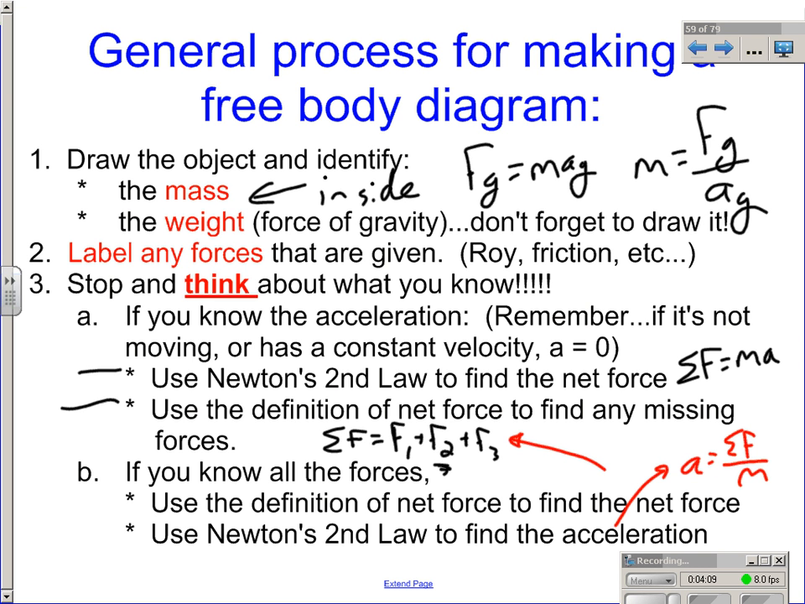Okay? So that's really quickly kind of the general process. My suggestion is write this down and sort of keep it off to the side, so as we run through examples here, you can kind of keep that handy.